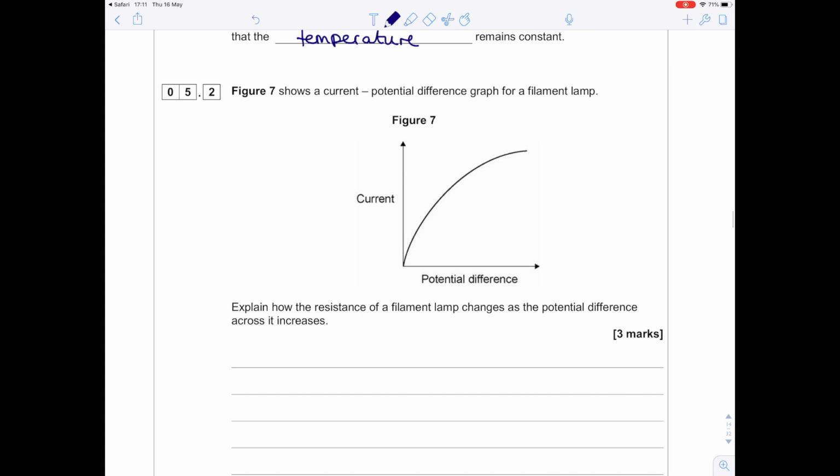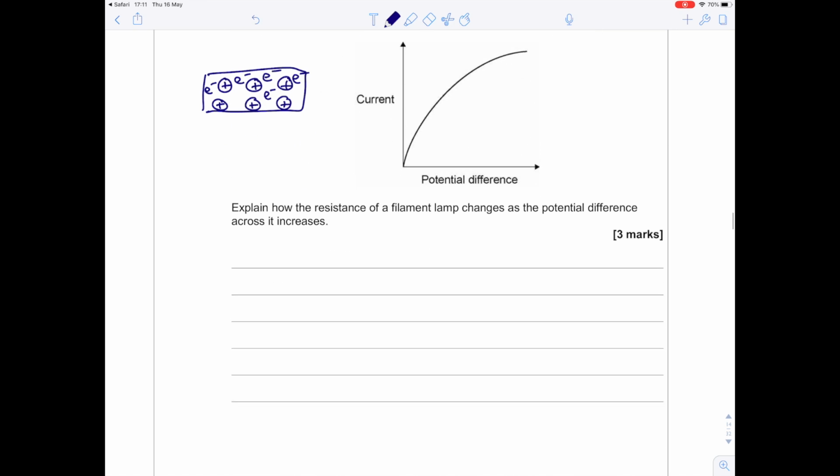Figure 7 shows a current potential difference graph for a filament lamp. Explain how the resistance of a filament lamp changes as the potential difference across it increases. So effectively, as the potential difference increases, you find that the current increases, and what that does is it causes those positive metal ions within that metal wire to vibrate more, and that inhibits the flow of electrons through it, and that's all due to the temperature increasing.